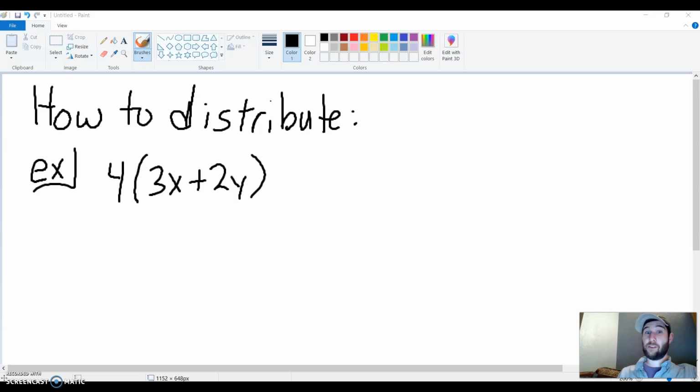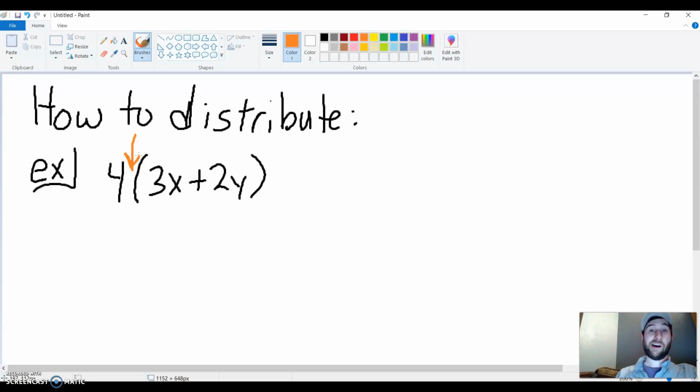This is my very first video, so let's go ahead and take a look at how to do some distribution together. So what we got here is the example 4 times 3x plus 2y, and here's the key piece. The parentheses do not mean multiplication. The parentheses only mean to group. The multiplication exists right here between the 4 and the parenthesis.